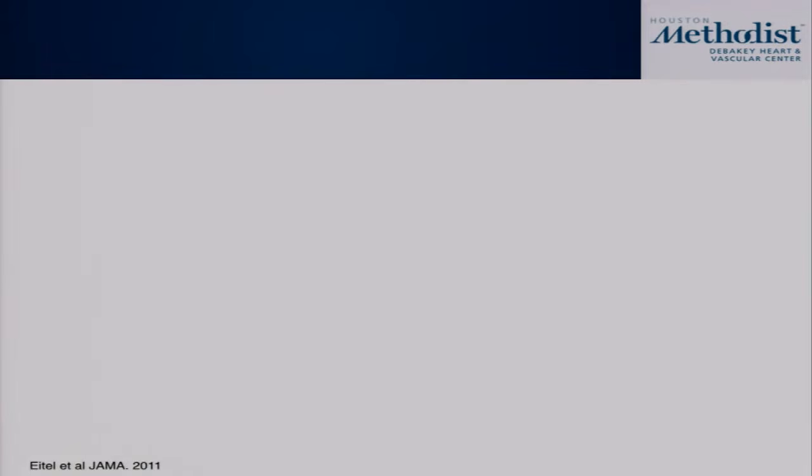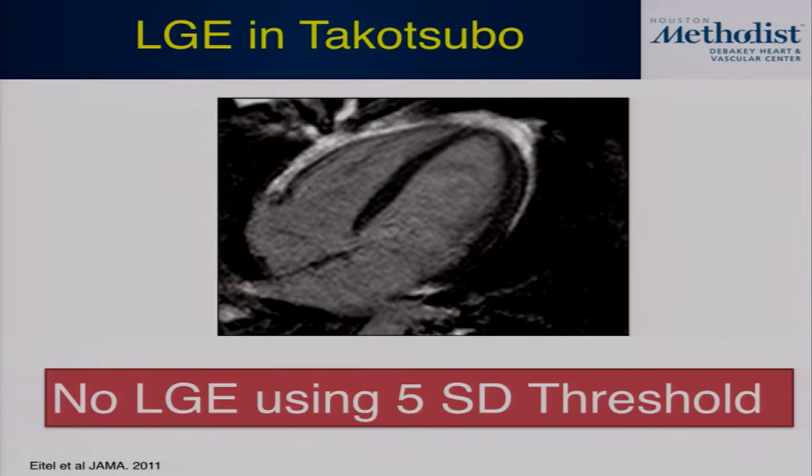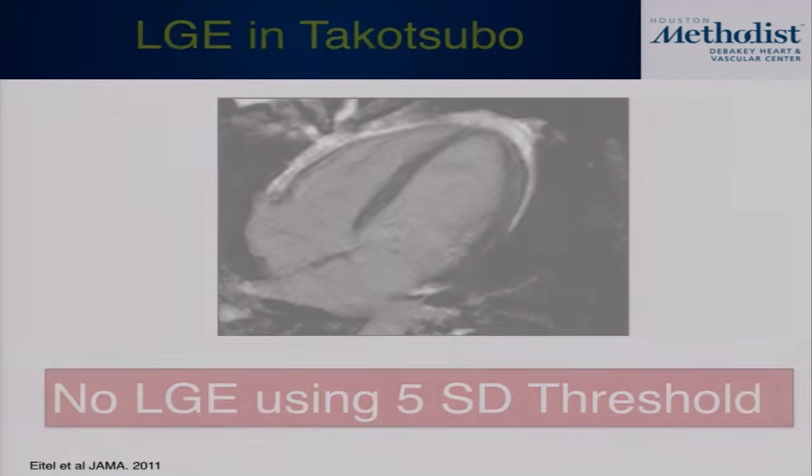In addition, when you do your delayed enhancement imaging, you find really that there's no evidence of hyperenhancement, certainly when you're using a 5 standard deviation threshold. So it's suggesting, in fact, that there's not a significant burden of myocyte damage that occurs. And that's also consistent with the troponins that you typically see, which are on the order of very minor elevations.